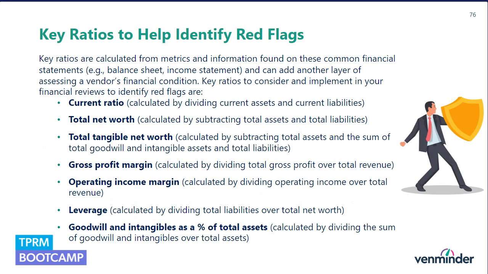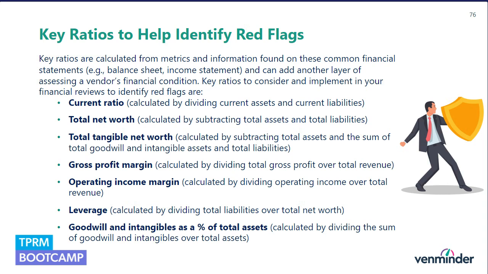From a lot of that initial information that you'll request and receive, you'll also want to capture and calculate a variety of key ratios, because these key ratios can help identify red flags on vendors when performing these vendor financial health reviews. These are typically calculated from a combination of the income statement, the balance sheet, and the cash flow statement, but all have different impacts as to your analyses and your review process.